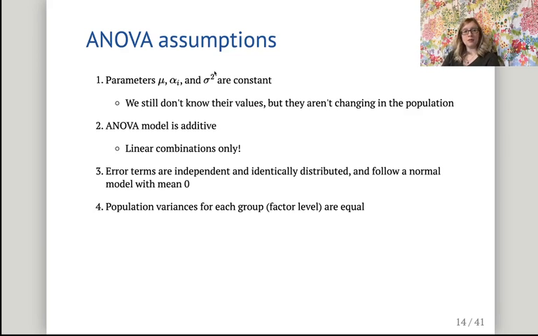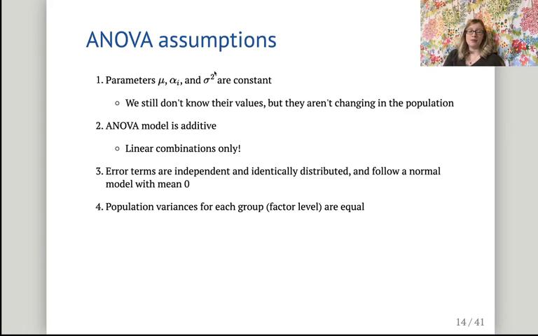Our second assumption is that the ANOVA model is additive. So we're just adding group effects to the overall mean. We're not multiplying anything. We're not raising anything to a power. Our third assumption is that these error terms are independent and identically distributed, so they're not related, the variability from one to the other. We're also then assuming that they're following a normal model, then with mean zero. In other words, the errors should really just average out.